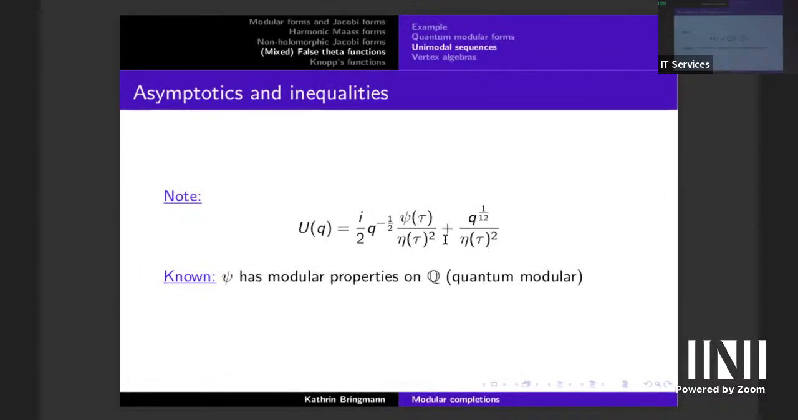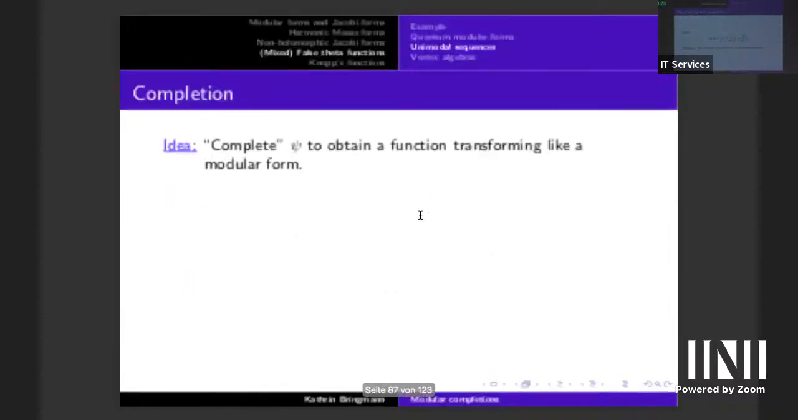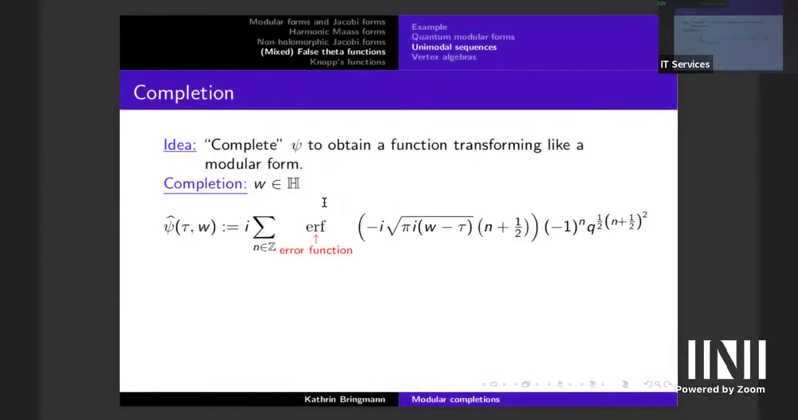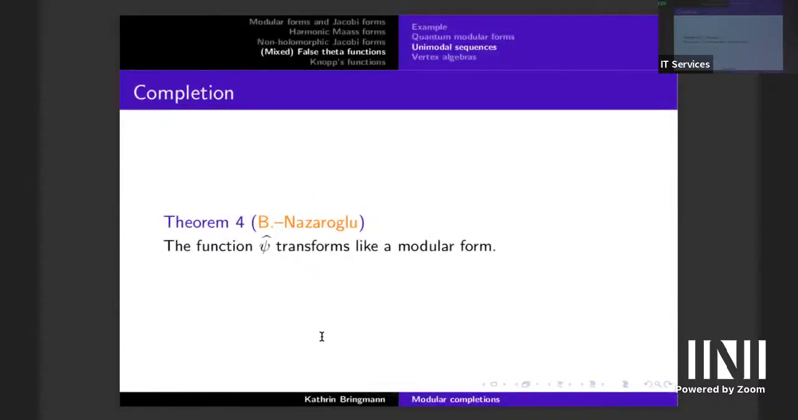Now, one can use the work of before, like work of Zagier, to know that this function actually has modular properties on the rationals. It's a quantum modular form. But then we're wondering what happens on the upper half plane. And we can actually complete this function to an object which transforms modularly the following way. So basically, we turn the sign into an error function. And then notice that this original false theta function is a limiting case of this completed function. And I was able to show, jointly with Caner Nazaroglu, that this function transforms like a modular form.